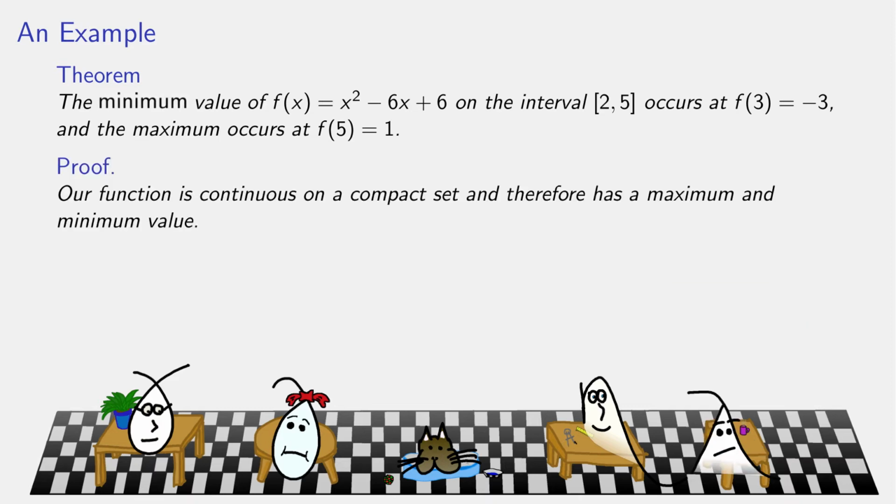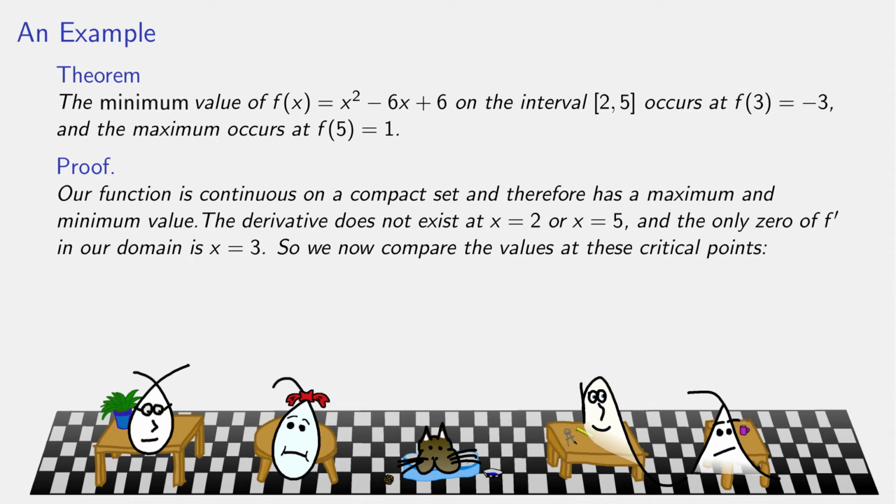So our function is continuous on a compact set. It's important here that the interval 2 to 5 includes its endpoints. It's closed and bounded. Since we're continuous on a compact set, we have a maximum and a minimum. In other words, the problem is not impossible. There is a minimum to find and there is a maximum to find. The derivative, however, does not exist at 2 and 5.